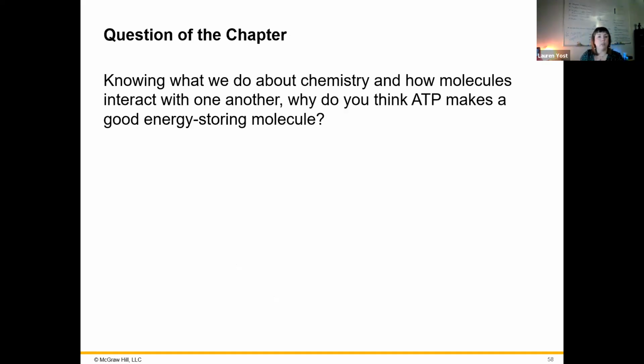So that concludes chapter 2, the chemistry chapter. The question of this chapter is, knowing what we do about how chemistry and how molecules interact with one another, looking at ATP, that energy molecule, why do you think it makes a good energy storing molecule? Why do you think it is able to serve as an energy storing molecule for our cells?